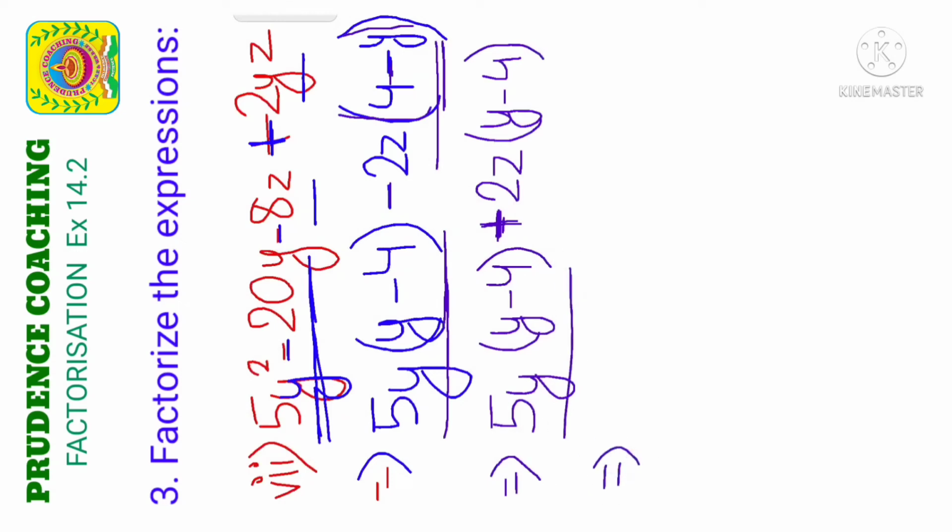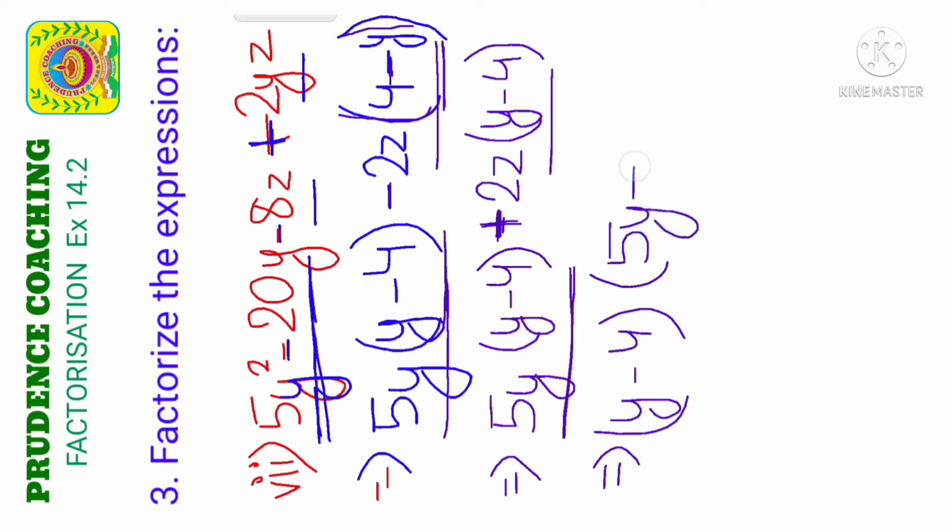Now in this one and this one we have y minus 4 common, so take y minus 4 common. In the first term you will be left with 5y, and here plus is the separator, plus 2z will be left in the second term. So this is our final.